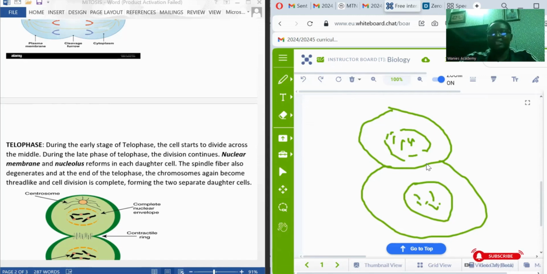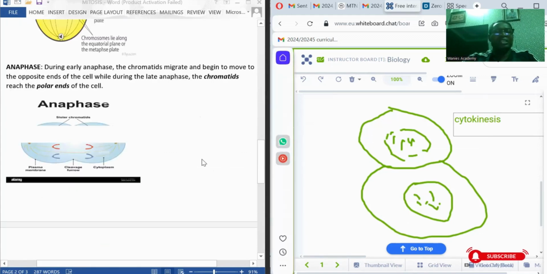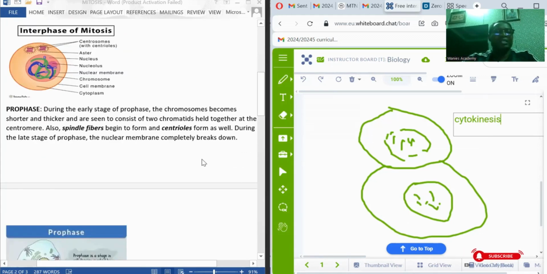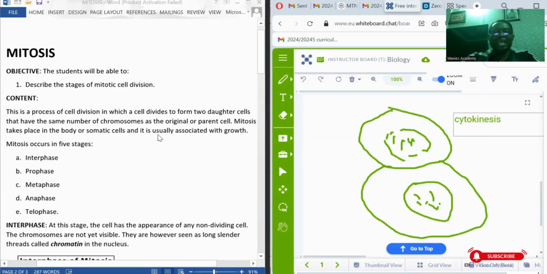And the cell totally divides. The process of the division of the cell into two equal daughter cells is known as cytokinesis. So cytokinesis is the process where the cells divide to form two separate daughter cells. Now, like I said earlier, the mitotic cell division is the process where a cell divides into two separate daughter cells with the same number of chromosomes as the parent.